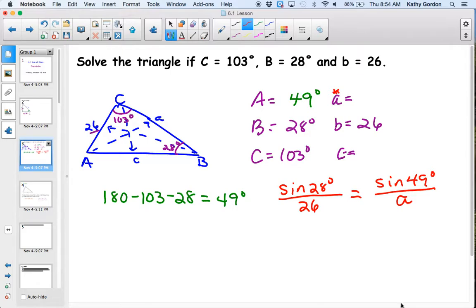We cross multiply. So we're going to take 26 times the sine of 49, and that has to be equal to A times the sine of 28. So to get A by itself, we're going to take 26 times sine 49 and then divide by the sine of 28 in order to get A. So first of all, make sure you're in degrees, so this will all work out. And then take 26 times sine of 49 divided by the sine of 28. We get 41.8.